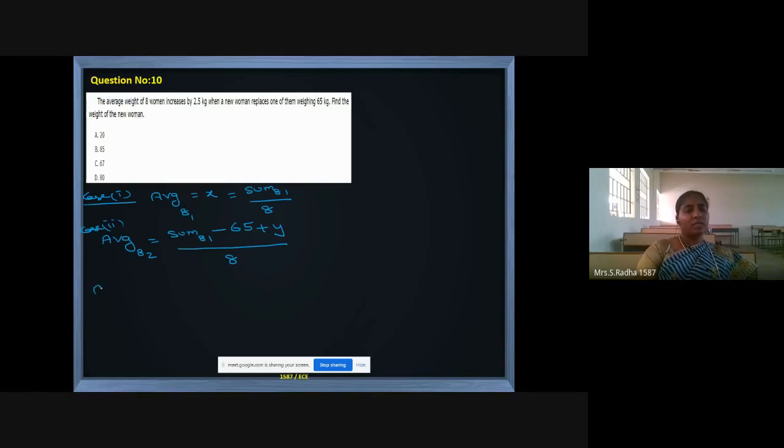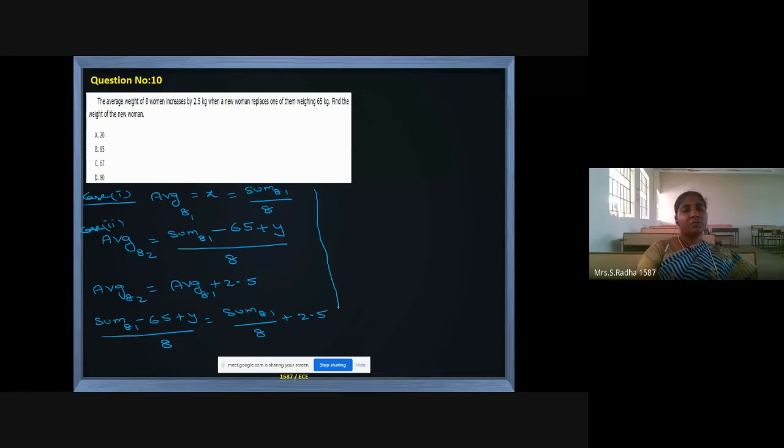Overall, what they are telling is that in the second case, the average is the first case average plus 2.5. The average increases by 2.5. So now I will replace with the previous equations and try to solve for the y value. The second case average is the sum of 8 women in the first case minus 65 plus y, divided by 8. And in the first case, it is the sum of 8 women divided by 8, plus 2.5.